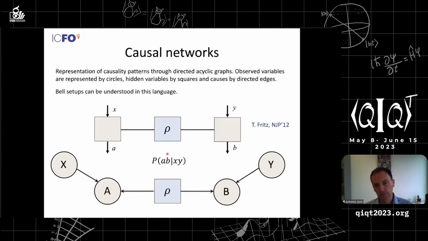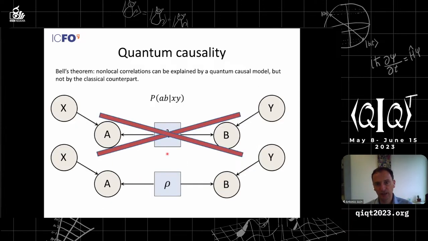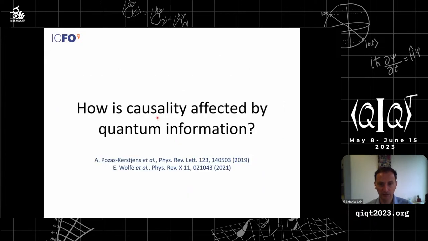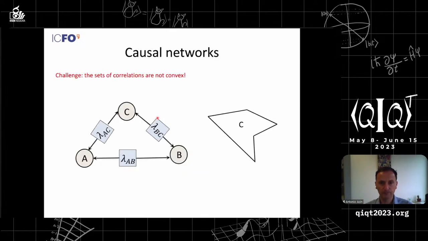Or if you remember what I just said about causality, we want to understand how you have to deal with quantum networks when explaining causal connections among observed variables. And this is challenging, okay? This is challenging classically, and even more challenging in the quantum case, okay? And this is because now the set of correlations is no longer convex, okay?